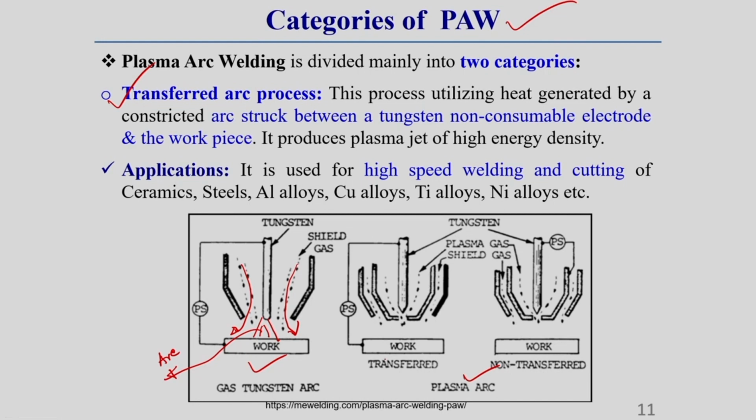In transfer mode you see this power source is connected, one terminal is connected with the workpiece, another terminal is connected with the electrode. Whereas in non-transfer mode, one terminal of this power source is connected to the electrode, another terminal is connected to the copper nozzle. What I am telling, understand? That you can see here. So this is called non-transfer mode.